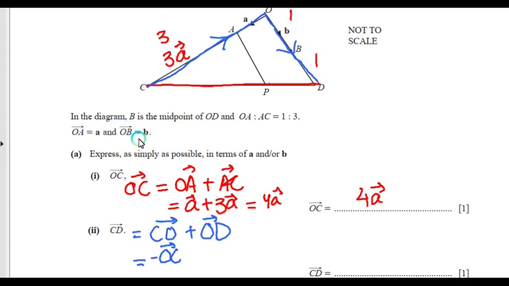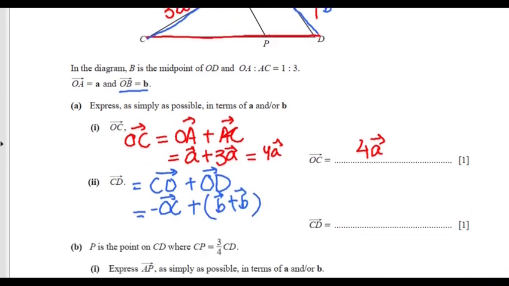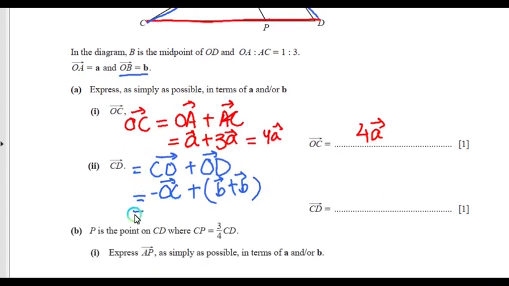OC, the first part. So where is OC? OC is this, and we know that OA is A, and it means this should be 3 times A, right? This vector AC. So OC will be the sum of OA plus AC, A plus 3A, so we get 4A.